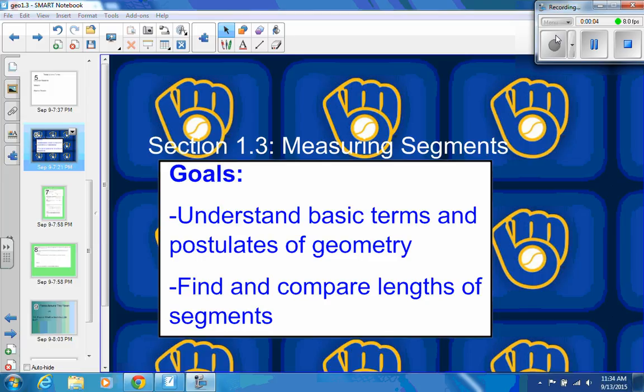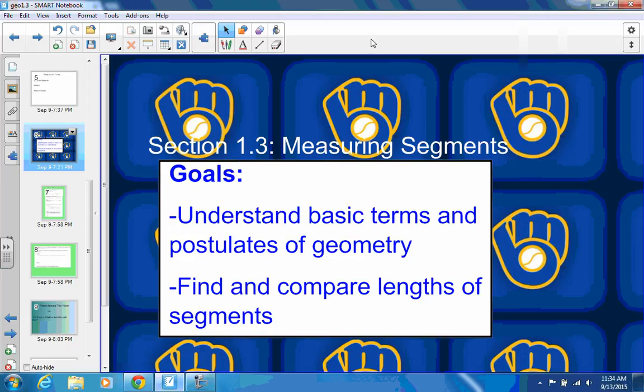All right, hello there. This video is about section 1.3 in geometry. It's called measuring segments. So we're just going to talk about some basics about measuring segments. We are going to be introduced to a couple additional postulates. I know we talked about postulates just briefly last time, and some basic terms, but the main goal is the second one. So this would be your new goal to write down.